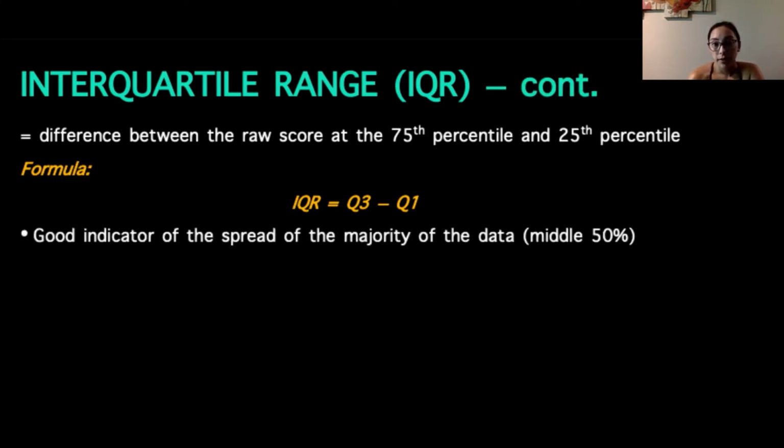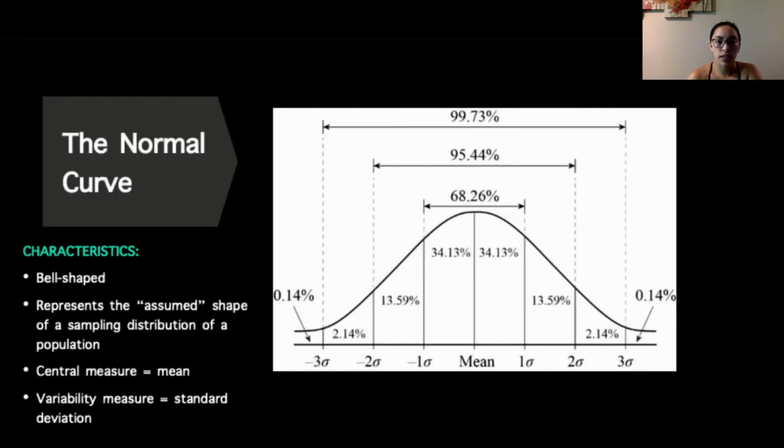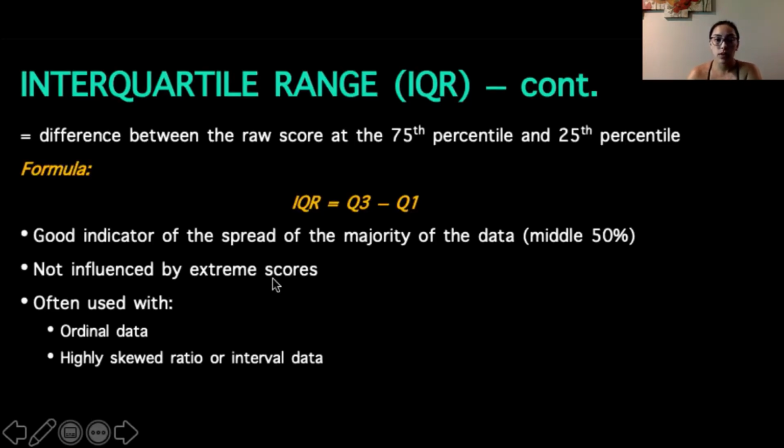Okay, so why would we want to use this? It's a good indicator of the spread of the majority of the data, so the middle 50%. If I toggle back to this slide, when we look at the normal curve, you can see that about 68.3% of the data lie between either +1 or -1 standard deviations from the mean. So we should get a general idea of what the spread of our data is just by looking at the middle 50%. So it's not influenced by extreme scores because we're not looking at the outskirts of our data set.